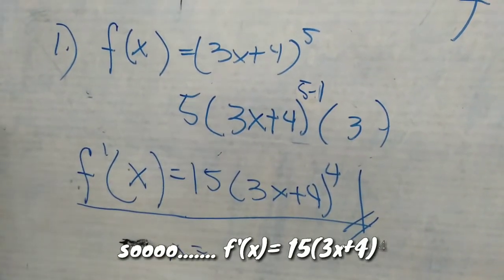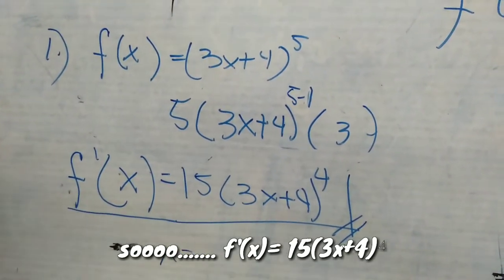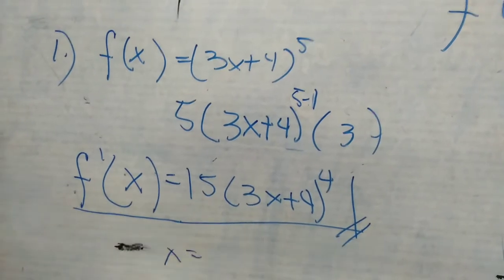So f prime of x is equal to 15 times the quantity of 3x plus 4 raised to the power of 4.